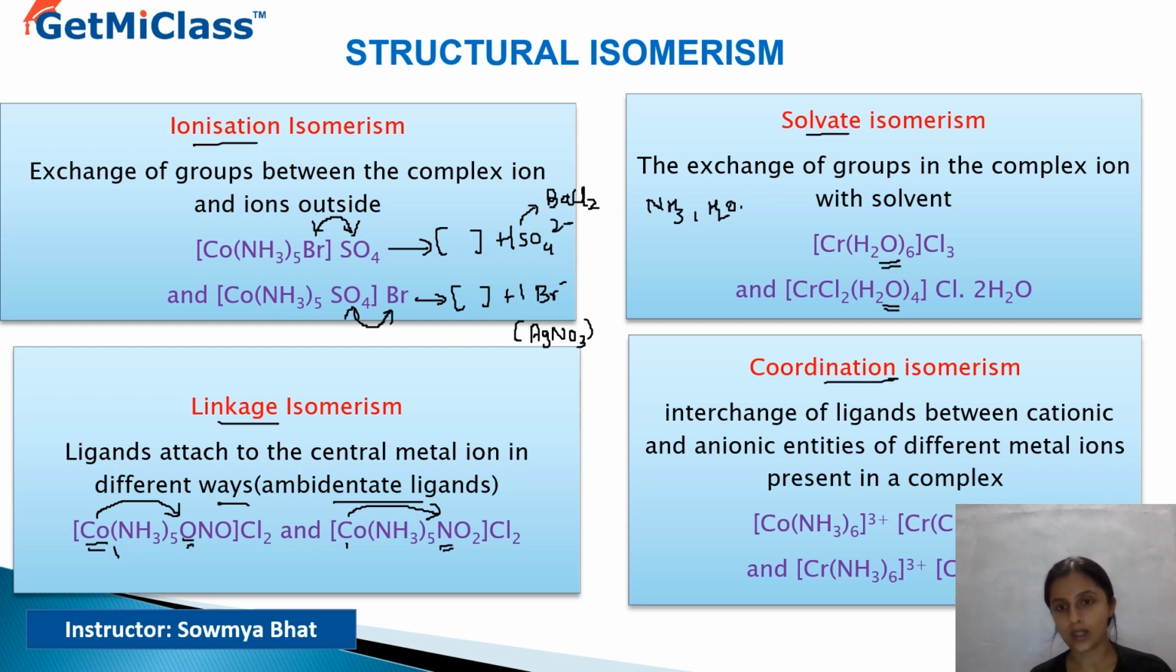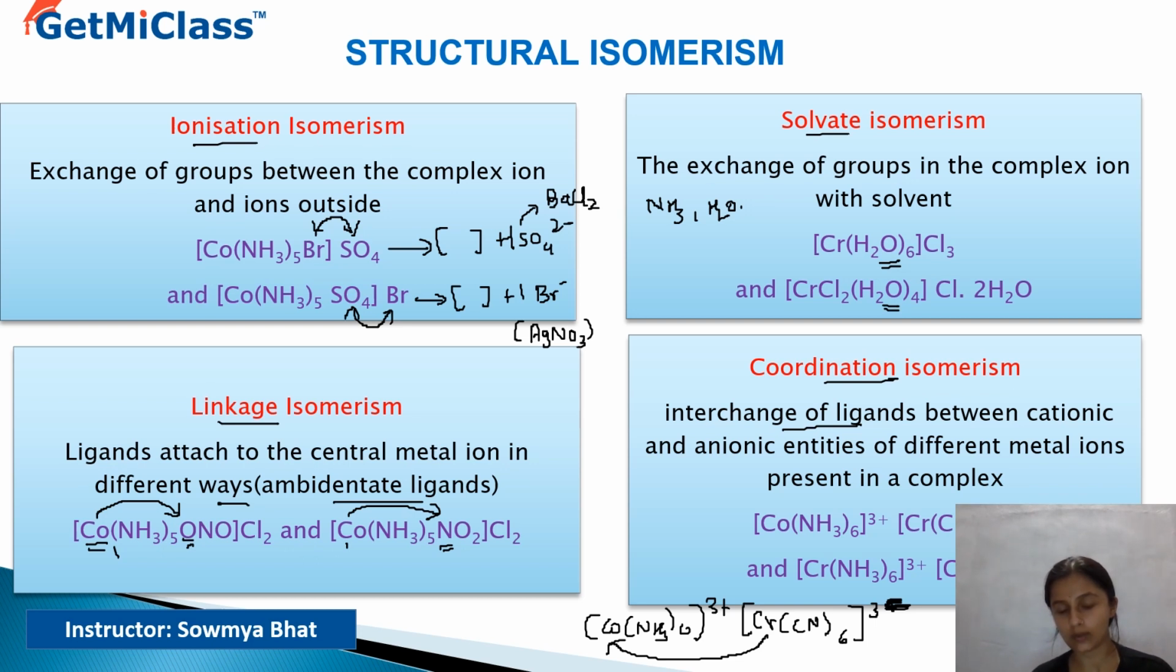And the last one which we have is coordination isomerism, the interchange of the ligands between the cationic and the anionic part. So if you consider the first complex here, this is [Co(NH3)6]3+ and [Cr(CN)6]3-. This is the complex which we are going to take. So if you see, this is the first complex, and in the second complex the exchange has taken place. Chromium comes here and the cobalt goes to the other part. So there is an interchange of the ligands between the cationic and the anionic entities.